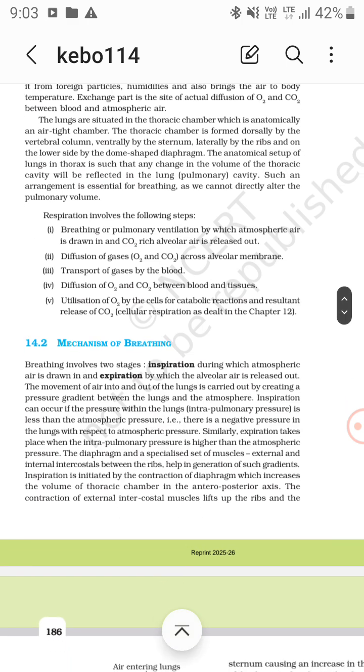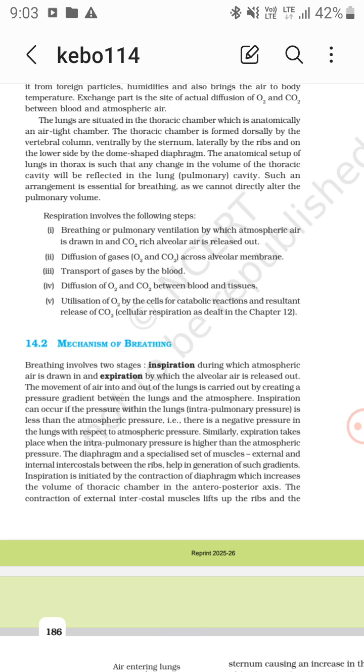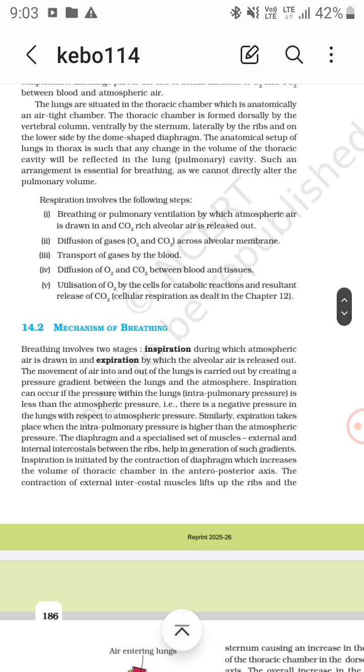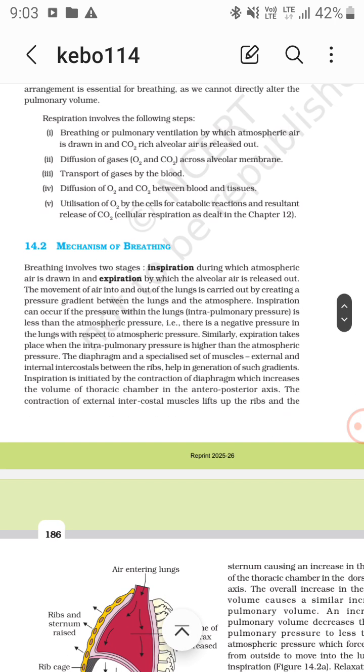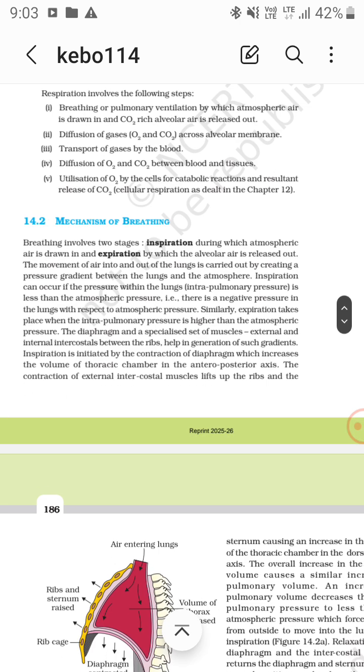Now respiration involves the following steps: breathing, or pulmonary ventilation, by which atmospheric air is drawn in and CO2 is released out. The second step is diffusion of gases, O2 and CO2, across the alveolar membrane. Then there is the transport of gases by the blood, then diffusion of O2 and CO2 between the blood and tissues, and utilization of O2 by the cells for catabolic reactions, right? Now the mechanism of breathing, that is inspiration and expiration.